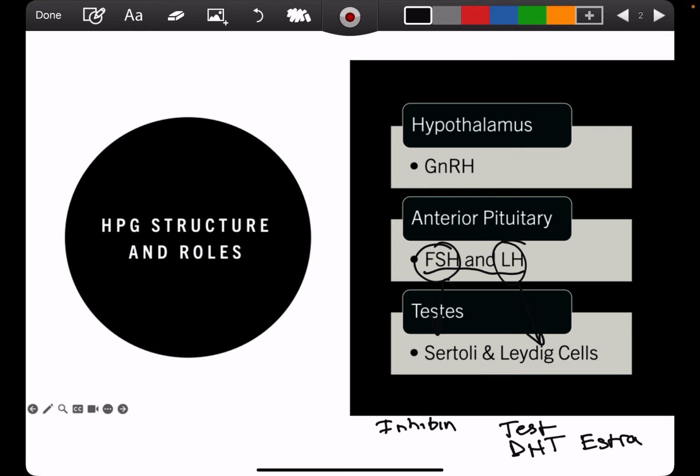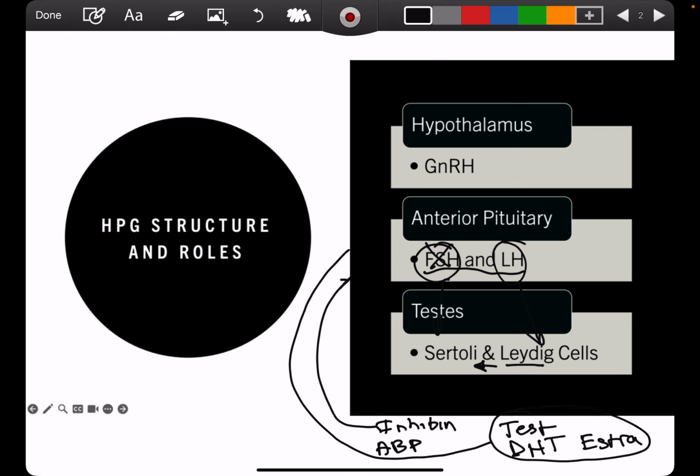These Sertoli cells will produce inhibin and androgen binding protein, which is just ABP. ABP helps shuttle the testosterone that is produced in the Leydig cells over to the Sertoli cells, and the inhibin moves back to the anterior pituitary to inhibit the production of FSH.